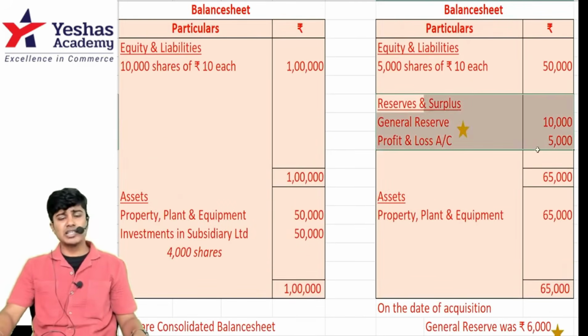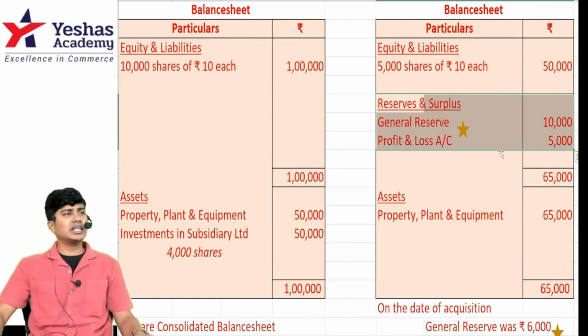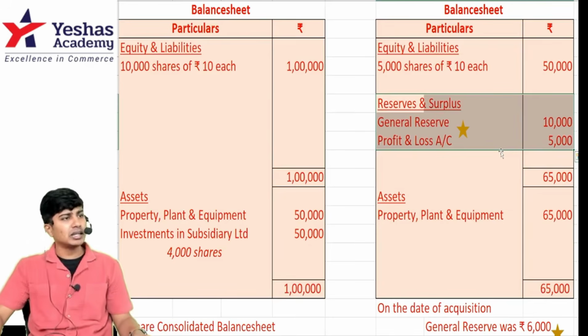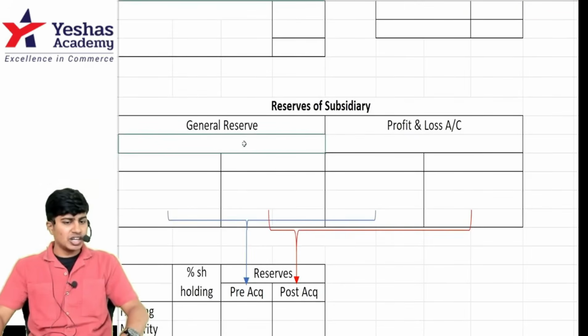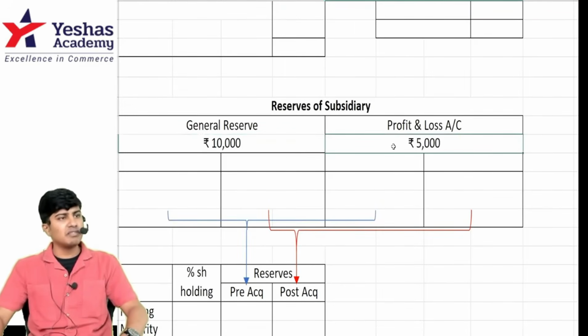Next, reserves. How much is general reserve and P&L? 10 and 5. This general reserve and P&L, 10 and 5, should be split into pre and post. You agree with me? I'll split it later. Right now, I'll write general reserve 10, P&L 5.